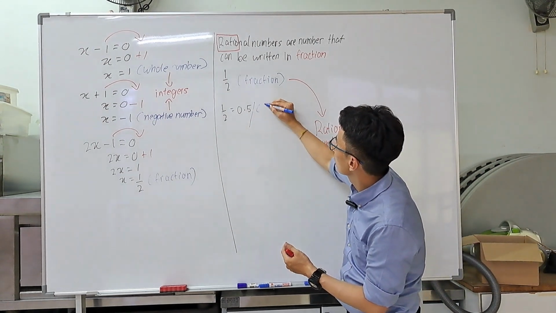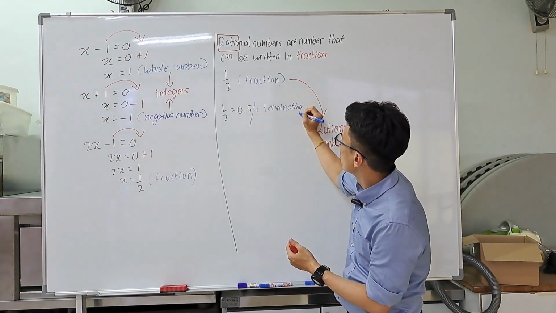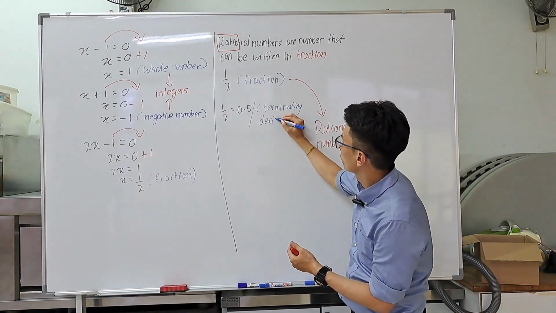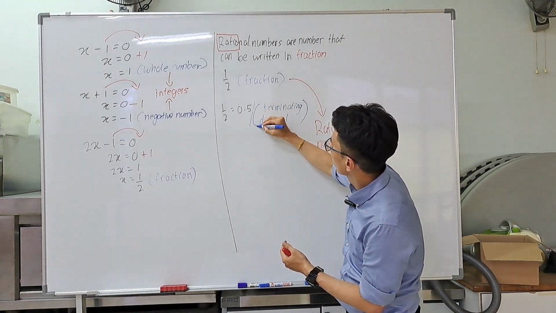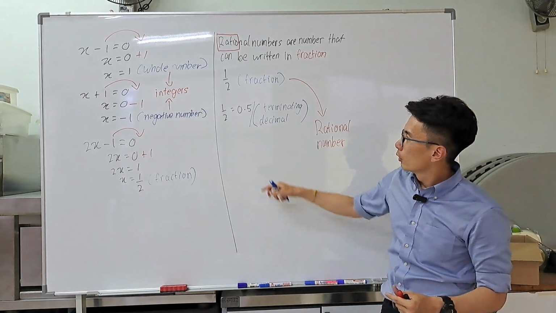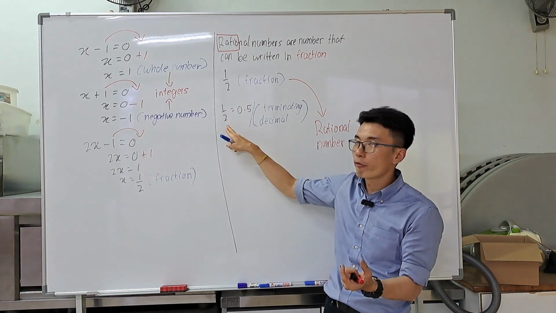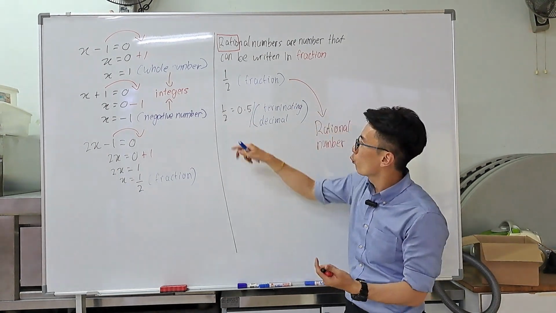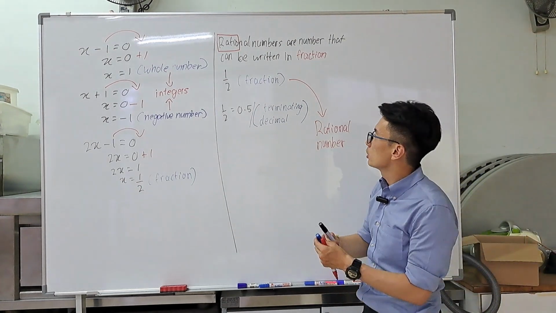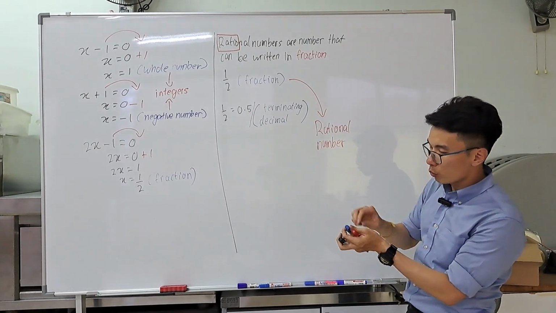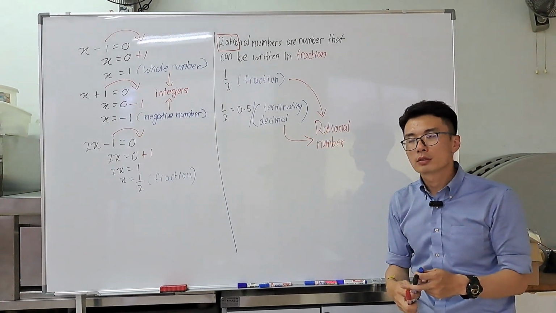So we call this terminating decimal. Okay? Take a look at this terminating decimal. Where does it come from? It comes from a fraction, all right? And we know that fractions are rational numbers. So in other words, a terminating decimal also belongs to the family of rational numbers.